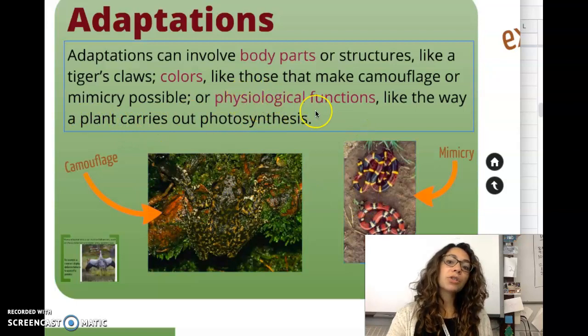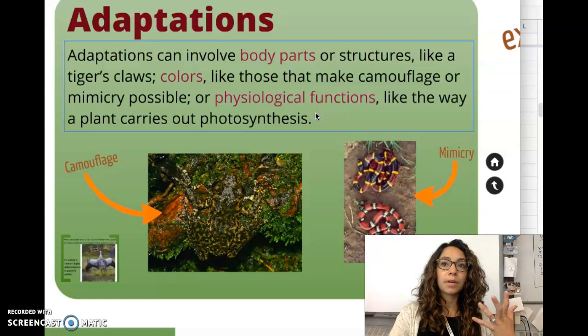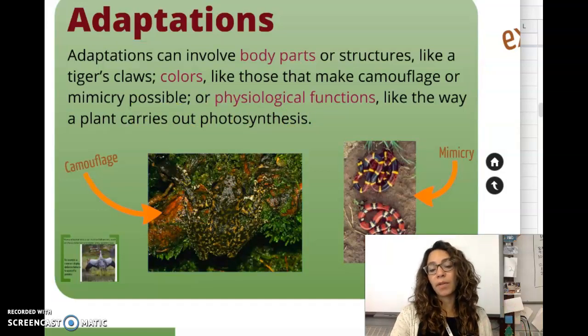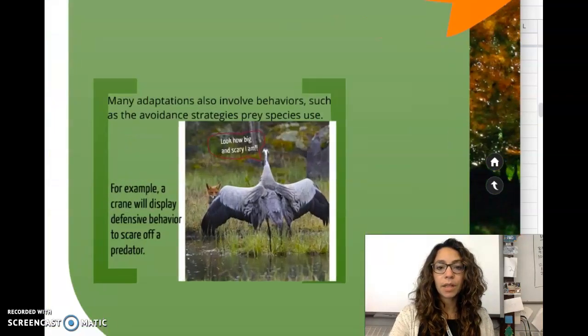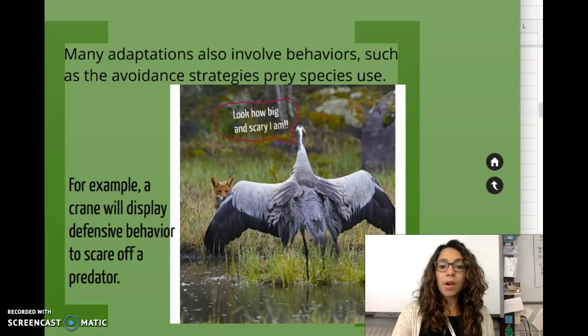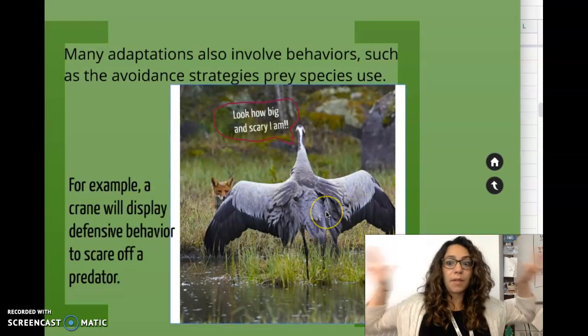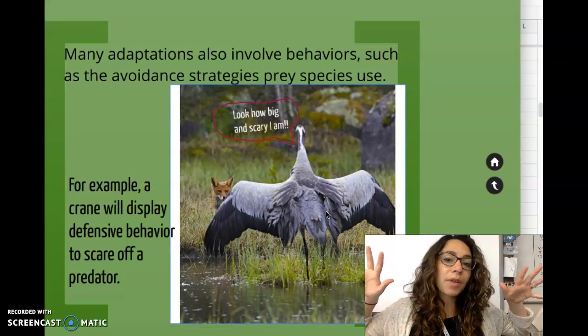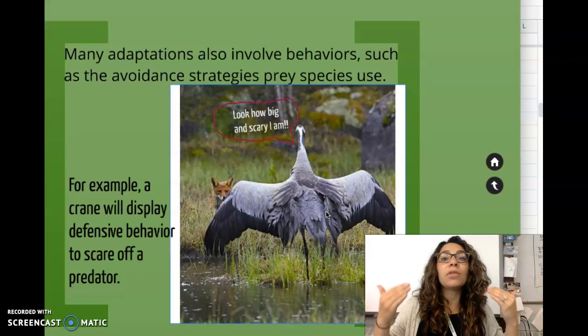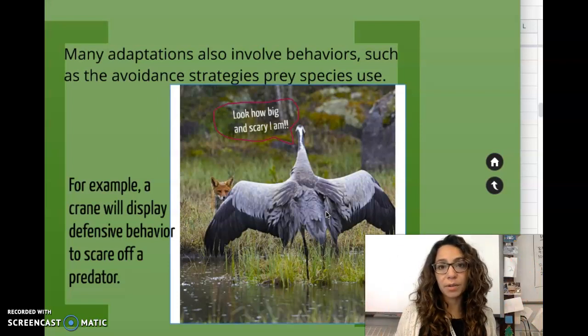Also physiological function, so things like how an organism functions. Photosynthesis, for example, is an example of an adaptation that plants have. A behavior can also be an adaptation. So for example, a bird that's making himself look really big and scary when there's a predator around helps them survive and reproduce. So that's a behavioral trait that could be passed down from one generation to the next.